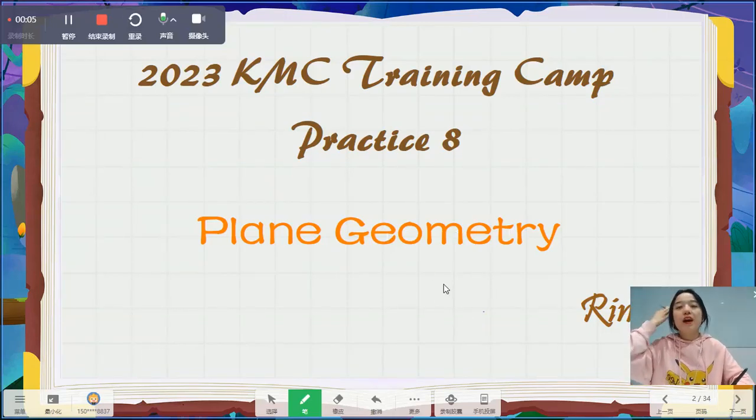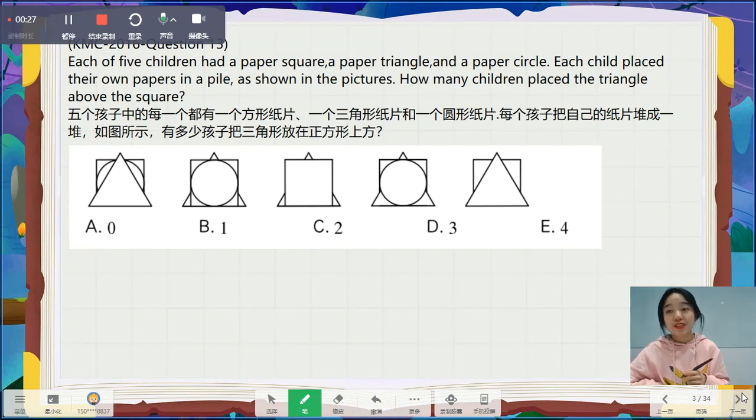Today it's our 8th practice of our KMC training camp, and we're going to discuss plane geometry. I hope the 3 practices can help exercise your geometric thinking and also your spatial imagination. But these 2 abilities cannot be gained in one day. Hope you can gain that from long-term practice.